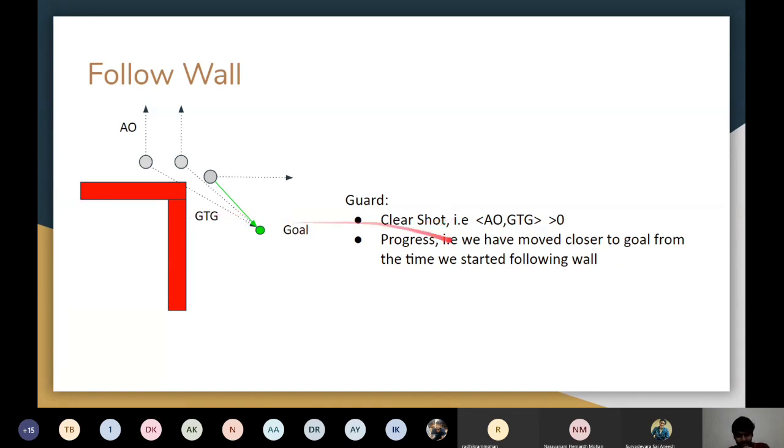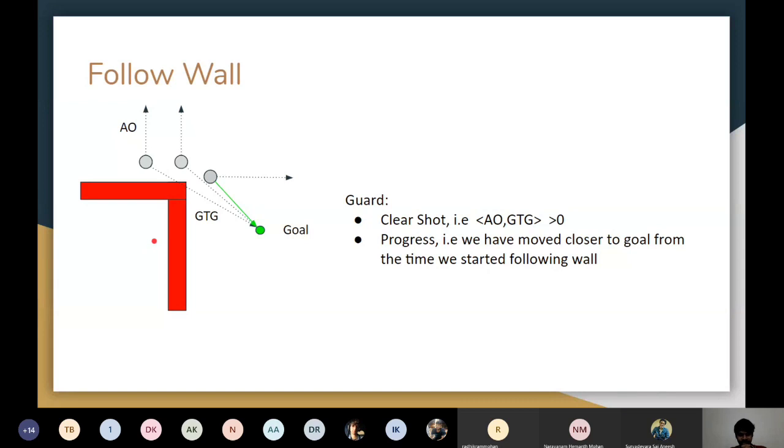So, along with this clear shot condition, there is another condition, which is progress. Progress is measured from the instant that I started following the wall. Suppose I started following the wall from here. There is a particular distance from here to the goal, that is xg. I'll take the distance from the goal at the time I started following the wall, and I'll keep a check of that.